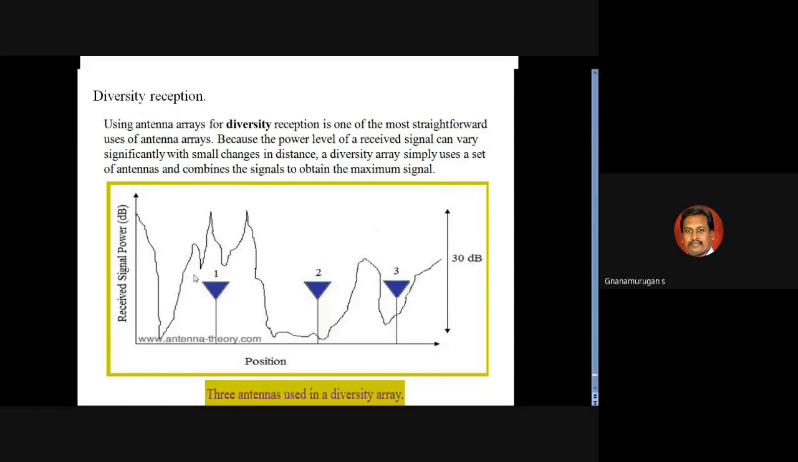So I repeat the concept again. What is diversity reception? Diversity reception is used with the antenna array, for the broadside array and end fire array. You can use 3 antennas, antenna 1, antenna 2, antenna 3, for the diversity array, with the range 0 to 30 decibel for the received signal power.